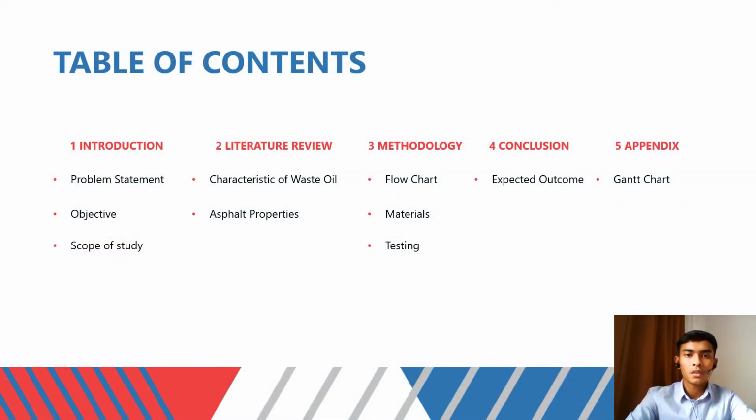The table of contents in this presentation includes the introduction, consisting of the problem statement, objective, and scope of study. For the literature review, I will explain the characteristics of waste oil and the asphalt properties. The methodology will include the flow chart, the materials that will be used, and the testing that will be conducted. The conclusion covers the expected outcome for this study. This presentation will also show my Gantt chart for Project Sarjana Muda 1.